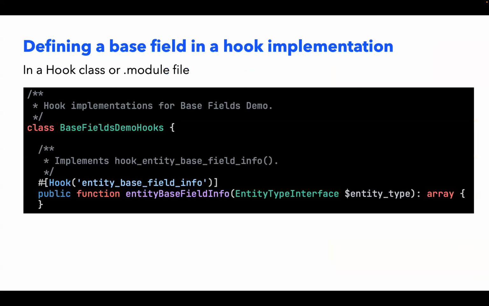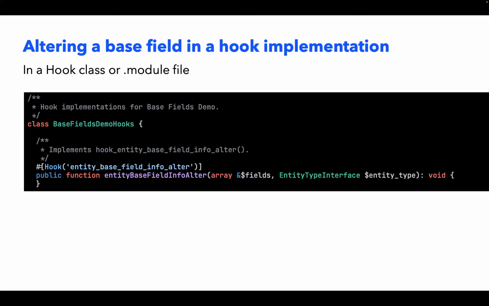And I'll show briefly what that looks like. So here's some code, and I've done this in a hook class, kind of the new modern way to do hooks, but you could do this the old-fashioned way in a .module file with a function. But here in this case, we're defining a brand new base field in the hook_entity_base_field_info hook. And you can call it whatever you want. The name of the function can be anything. In this case, it's called entityBaseFieldInfo, because that makes sense. And then within that, you just define your field.